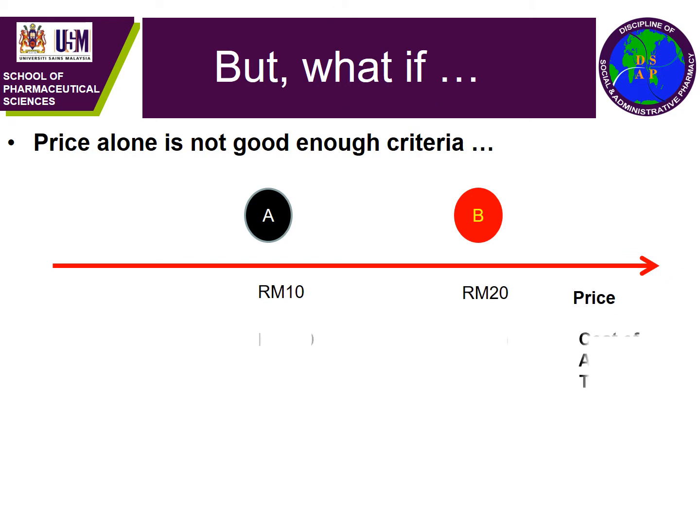Because if we rely on price alone, we might forget other costs that can occur because of the decision that we make. For example, even though A is cheaper than B, it may also be that the side effect, the adverse drug reaction from taking A, is a lot more compared to B, which results in the cost of ADR being much higher compared to treating the ADR because of B.